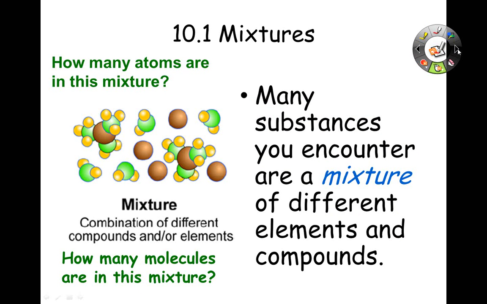Mixtures. Many substances you encounter are a mixture of different elements in compounds. So in this particular one, you can see, if you remember what our water looked like, the water here was the green circle with the yellow. So those are the water, and it's mixed with some of these gold-like things. So we have a combination of those things that's coming with a mixture.